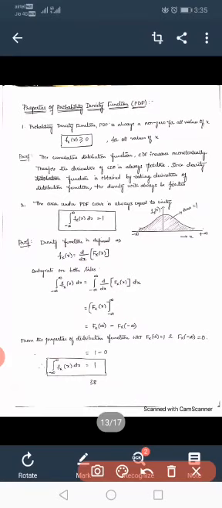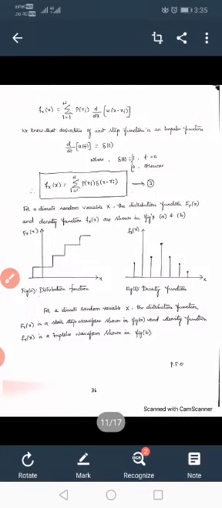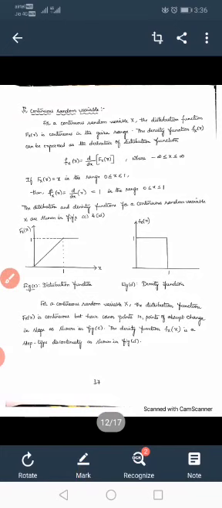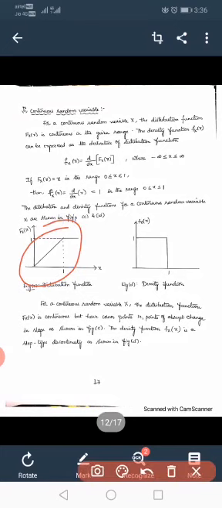Now, what is a distribution function? For a discrete random variable, the distribution function is a stair-step waveform, it is increasing. For a continuous random variable, the distribution function is a monotonically increasing function, that means a continuously increasing function.